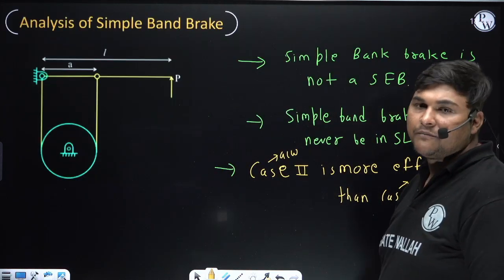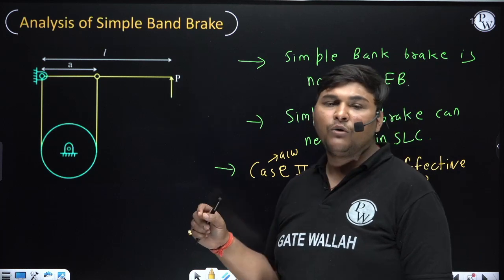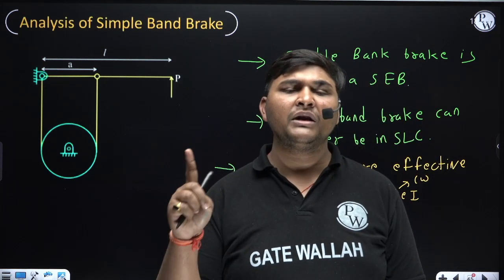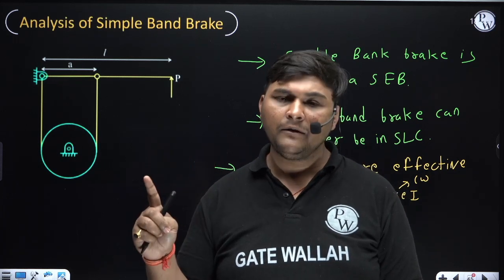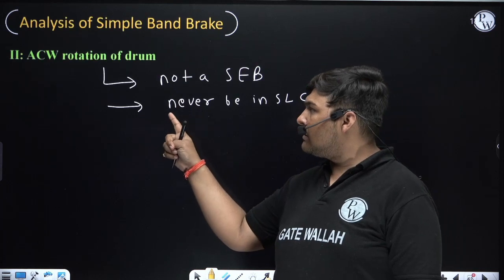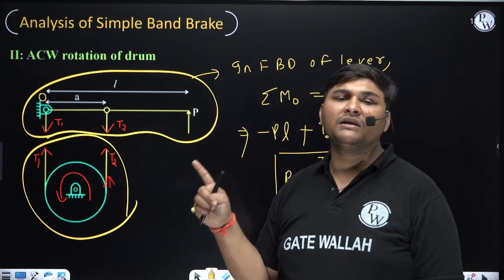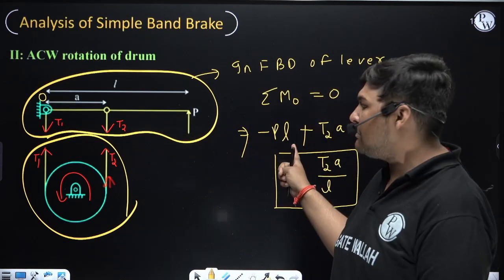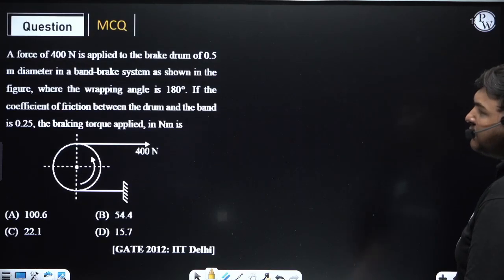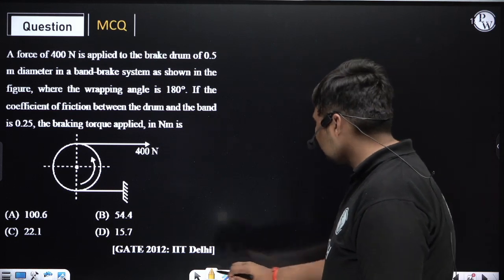It is completed. Now the important relations for a simple band brake: T1 by T2 is equal to e to the power mu theta. Braking torque is (T1 minus T2) into Re. Along with that, by using the FBDs we can find the relation between P, T1 and T2. You need not remember this, you can easily find it. Now I am solving some questions. These are very easy questions.